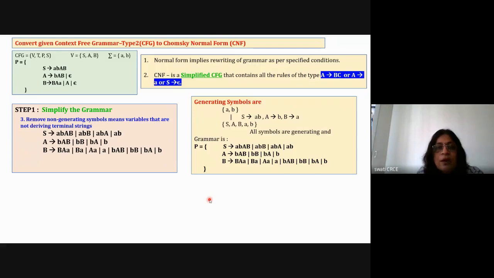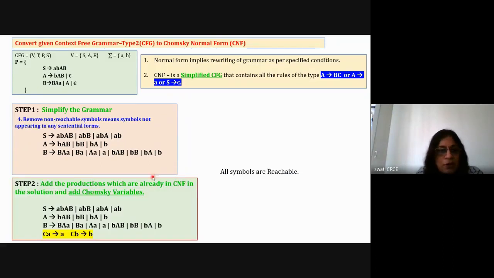Next step is about removal of non-reachable symbols. Okay, so this grammar I have to... okay, so in this, look at the step one here where I'm finding the non-reachable symbols. I have to draw the three nodes S, A, and B. So I've written down here S, A, and B.